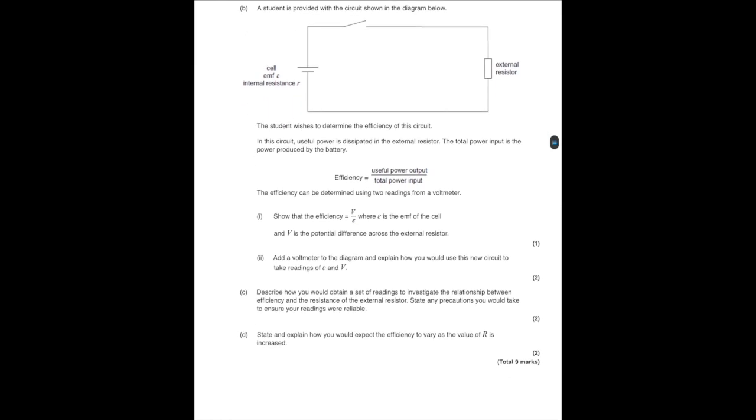Then you were asked to show that the efficiency was V over E. Now, so many of you here scarily just put, well, efficiency is useful power over total power, and therefore that's V over E. V and E are not powers. They are measures of potential difference, all right? They are measures of electrical potential energy, which is not the same thing. So what you had to do here was acknowledge that power is current multiplied by PD. So these are all skills and very basic ideas that you should be familiar with.